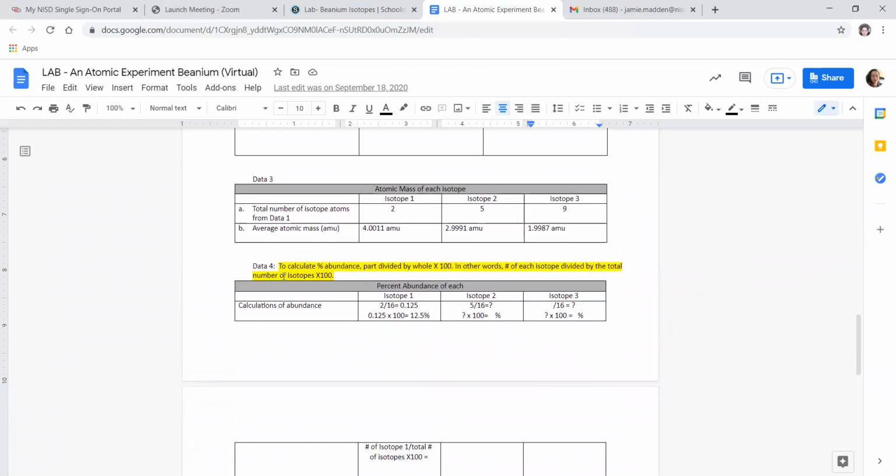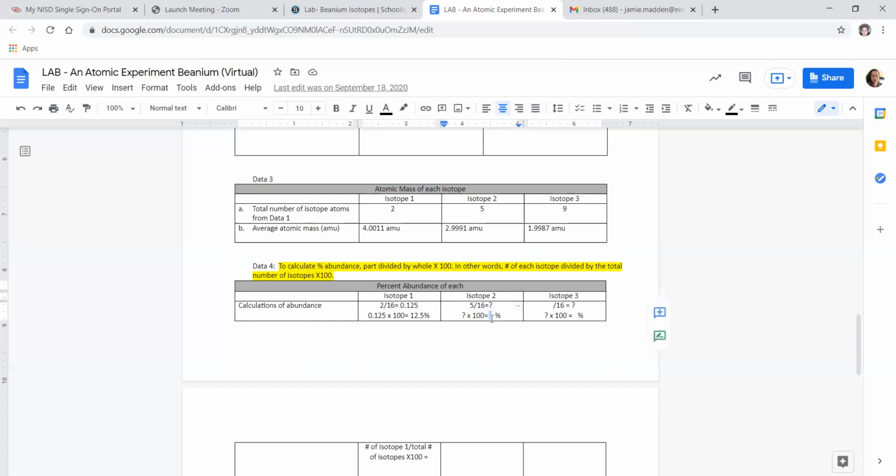So for the first part of data table 4, you're going to calculate your percentages. When you do your calculation, you're going to give me your percentage, but the first number that you give me is the number you're actually going to use in the average atomic mass. So for isotope 2, there are 5 total. You're going to divide that by 16 and give your total here. When you multiply that times 100, that is your percentage.